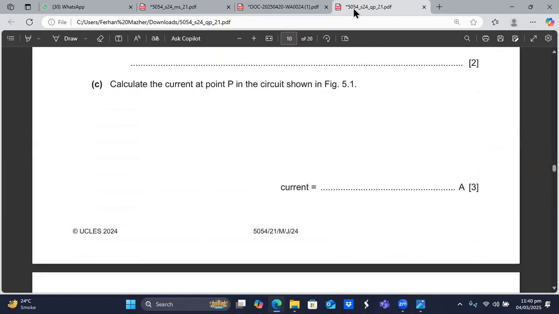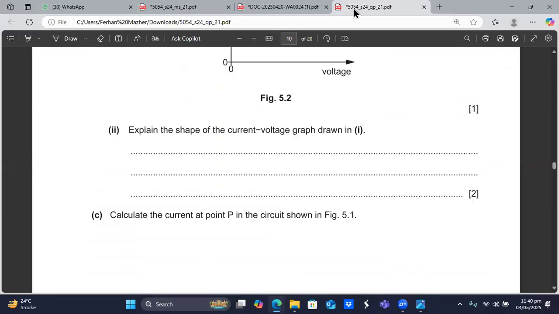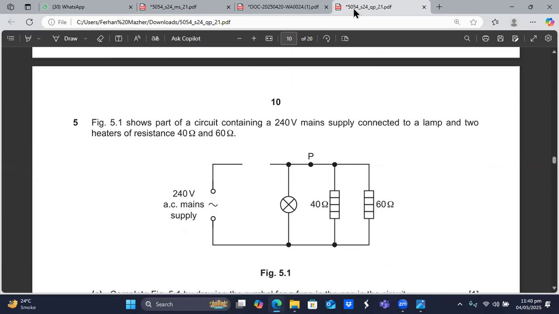Question number 5, it's C part. It says, calculate the current at the point P in the circuit shown in figure 5.1. So we have to calculate how much current is flowing at the point P. I know the resistance here, and I know the resistance here.